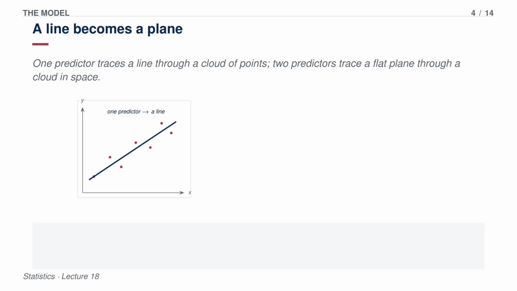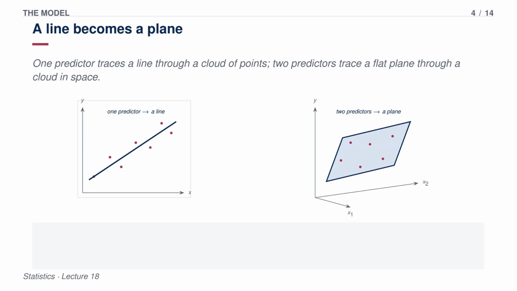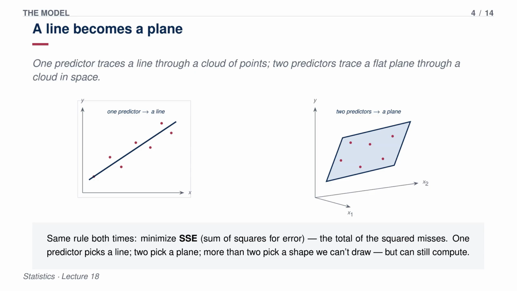Here's the geometric picture. With one predictor, the data is a cloud in 2 dimensions, and least squares fits a line through it. With 2 predictors, the cloud lives in 3 dimensions, and least squares fits a flat plane through it instead. Same idea, one more dimension to picture. And the rule underneath never changes. Minimize SSE, sum of squares for error, the total of the squared misses. 1 predictor picks a line, 2 pick a plane. More than 2 pick a shape we can't draw but can still compute.